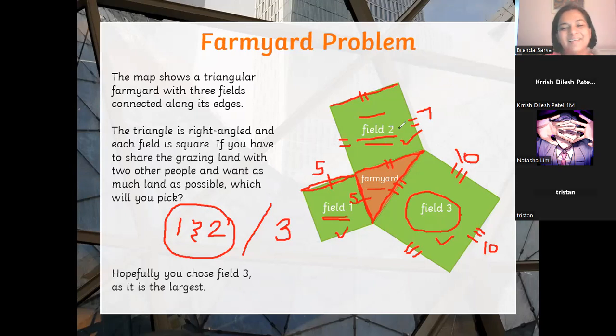All right. Okay. Did anyone think that if I went to field 1 and field 2, I will have more grass? Do you think so?